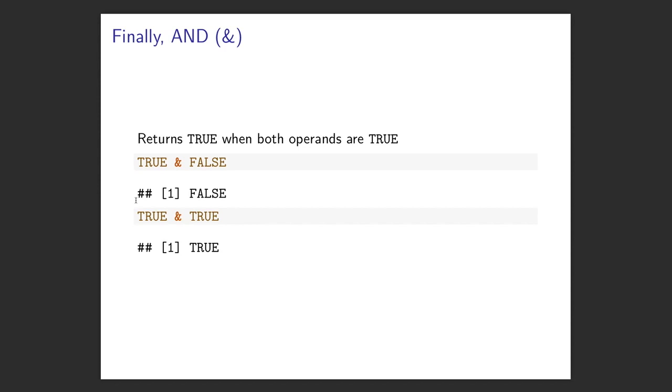Now, and returns true when both operands are true. So we have true and false. Well, we have a false thing, so the whole thing is false. The second example, we have true and true. The whole thing is true. Both sides, both operands are true, so we get true back.